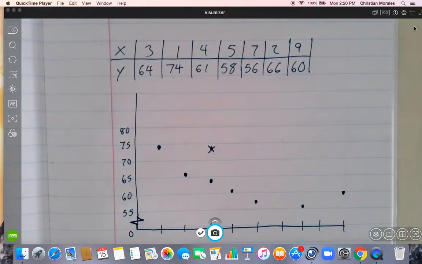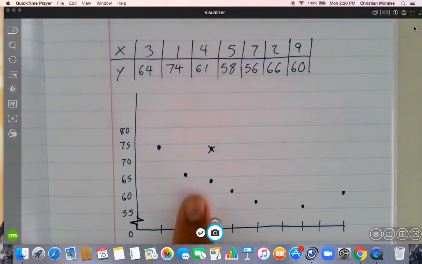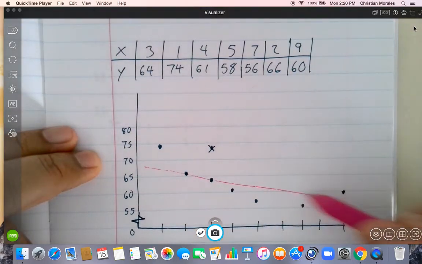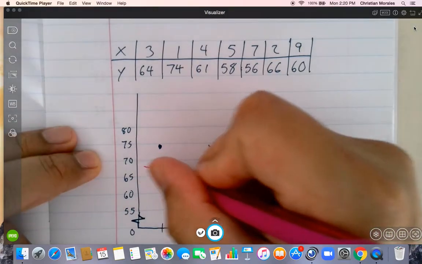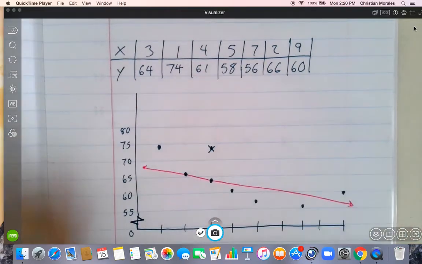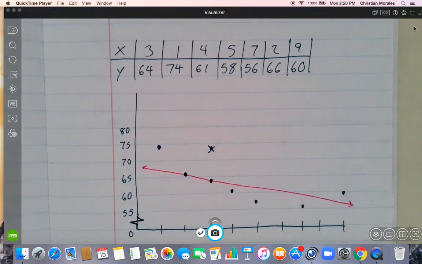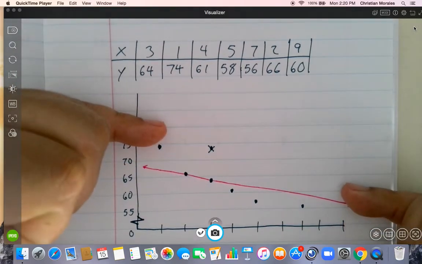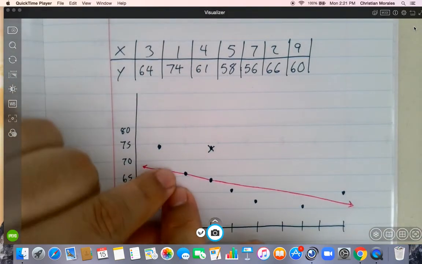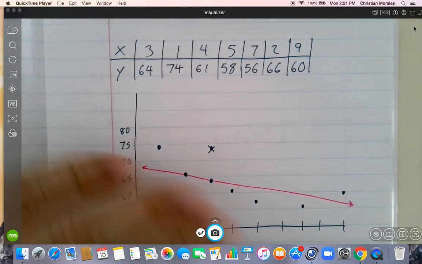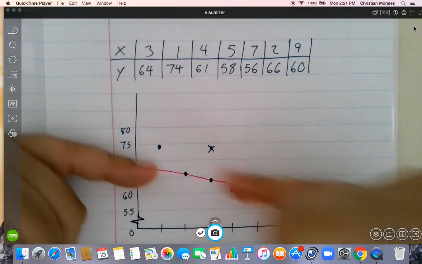Okay, so I would have a scatter plot that looks like this. My trend line, I would draw going like that. Because the idea of the trend line is that you have points above the line and you have points below the line. You can have points on the line, that's fine, but you want to try to split it up evenly. And that's what you're trying to figure out, is where this trend line would go.